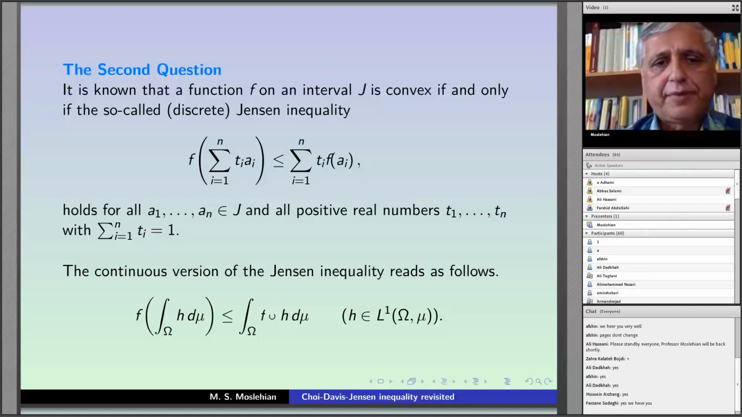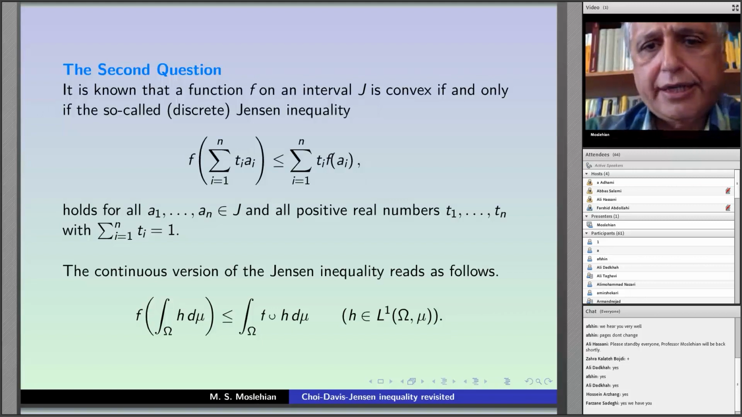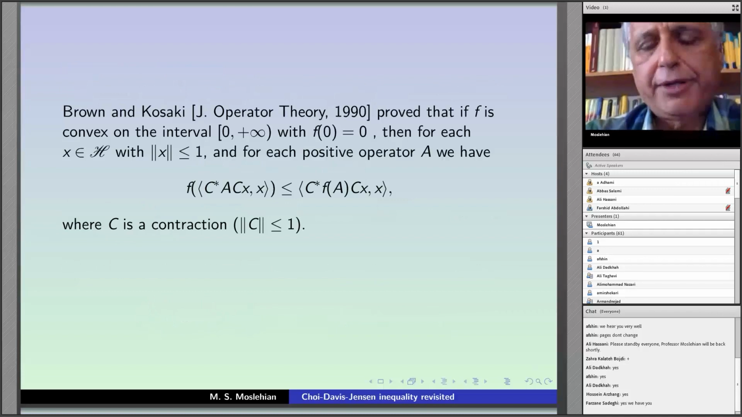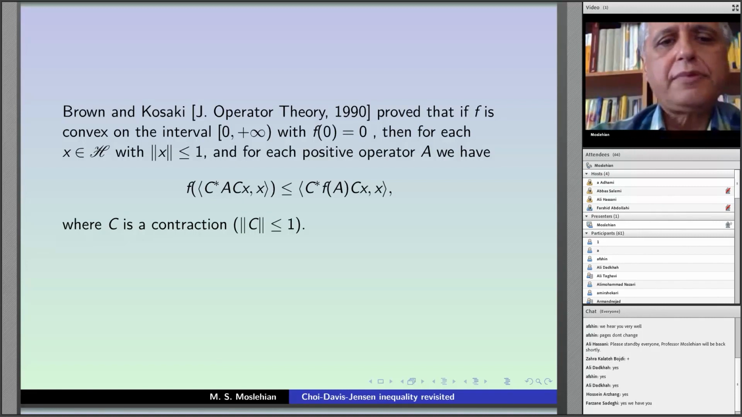Here we have a convex function f, and h is in the space of absolutely integrable functions on a probability space (Omega, nu). Brown and Kiyosaki proved that if f is convex on the interval [0, infinity) such that f(0) is 0, then for each vector x in the closed unit ball of H, and for each positive operator A, we have this inequality. Here, C is a contraction. By a contraction, we mean an operator C such that its norm is not greater than 1.